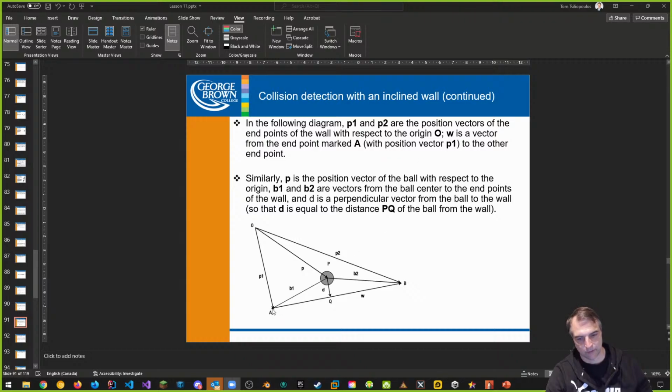So here's the endpoint of the wall, A, and here's the endpoint of the other part of the wall, B, from A to B, right? And then P1 is from the origin to one endpoint, and P2 is from the origin to the second endpoint. So these are vectors, right? We kind of get these vectors in two-dimensional space, in this case, or in three-dimensional space.